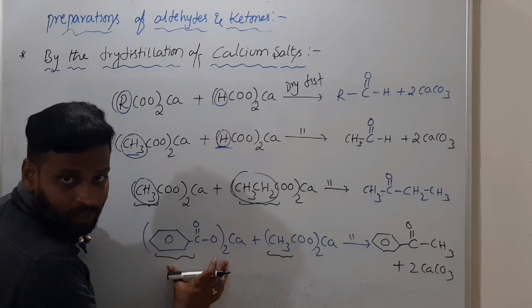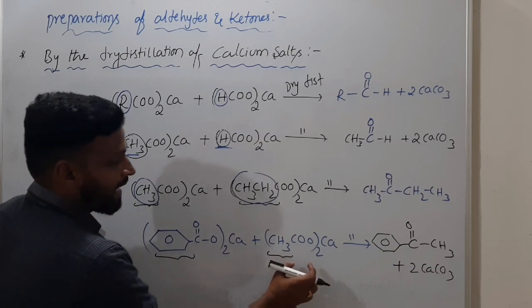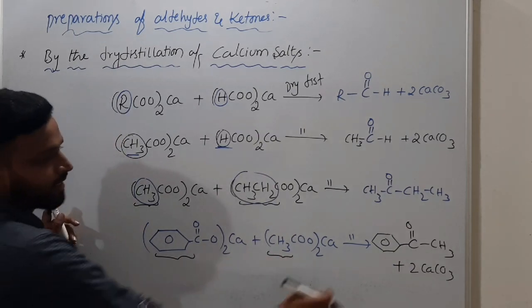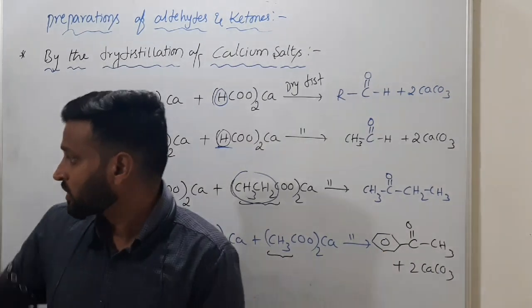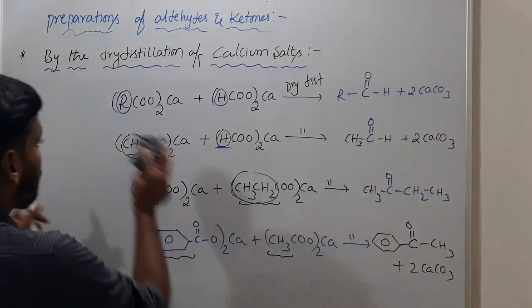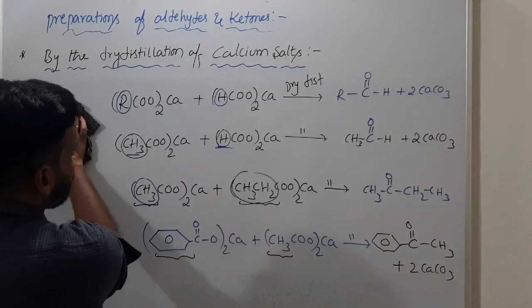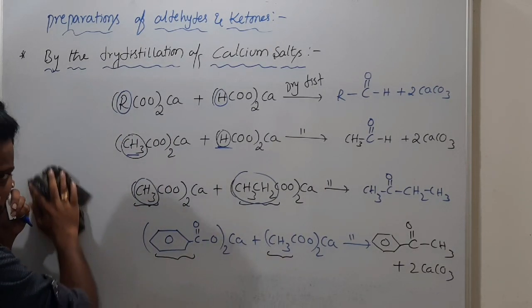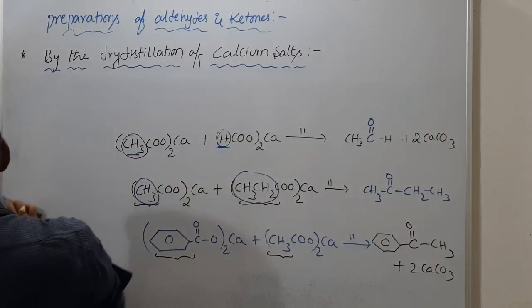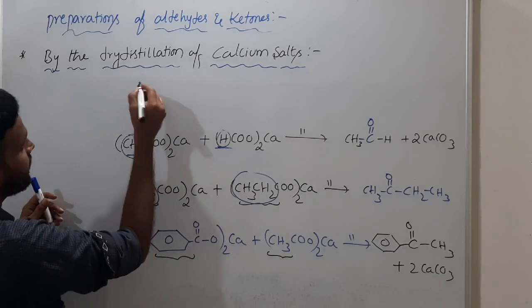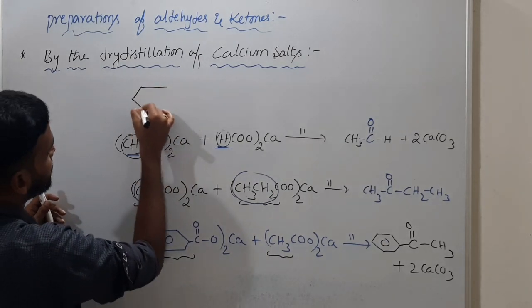You write down the names: calcium benzoate and calcium acetate. Then the product is a ketone. Got it? At least one more example I will give, only this kind. Please write it down. Writing down means take a screenshot, then you can write it later on. So this only I will give like this now.